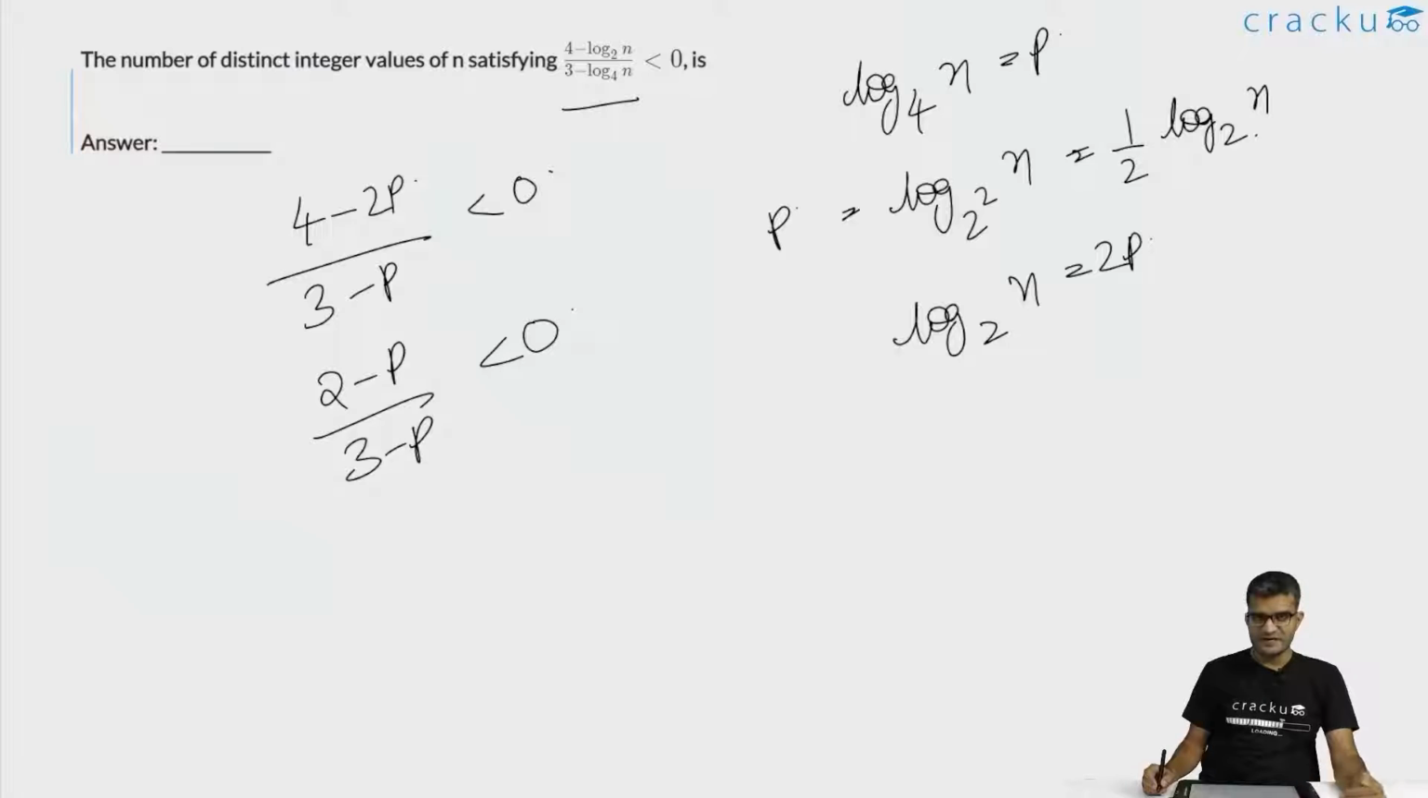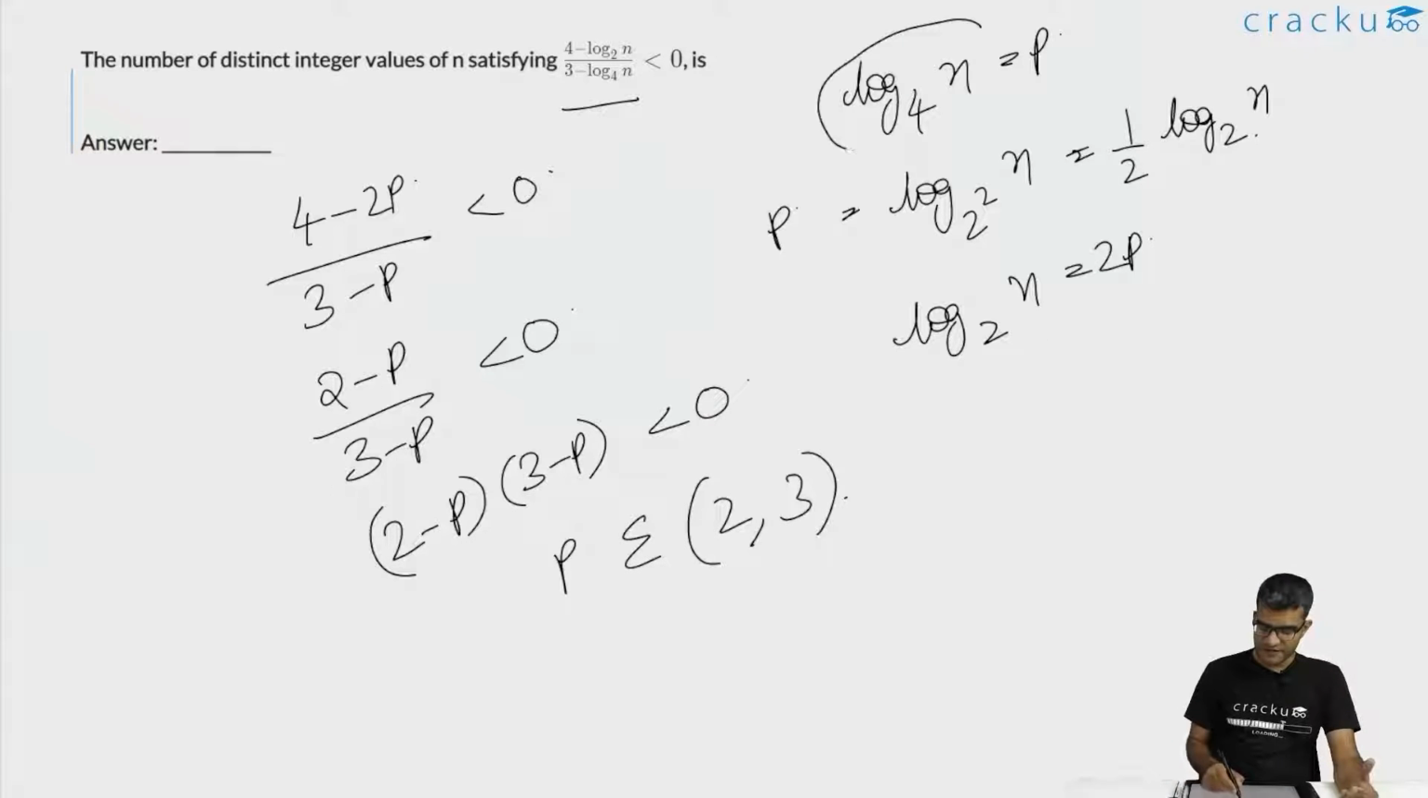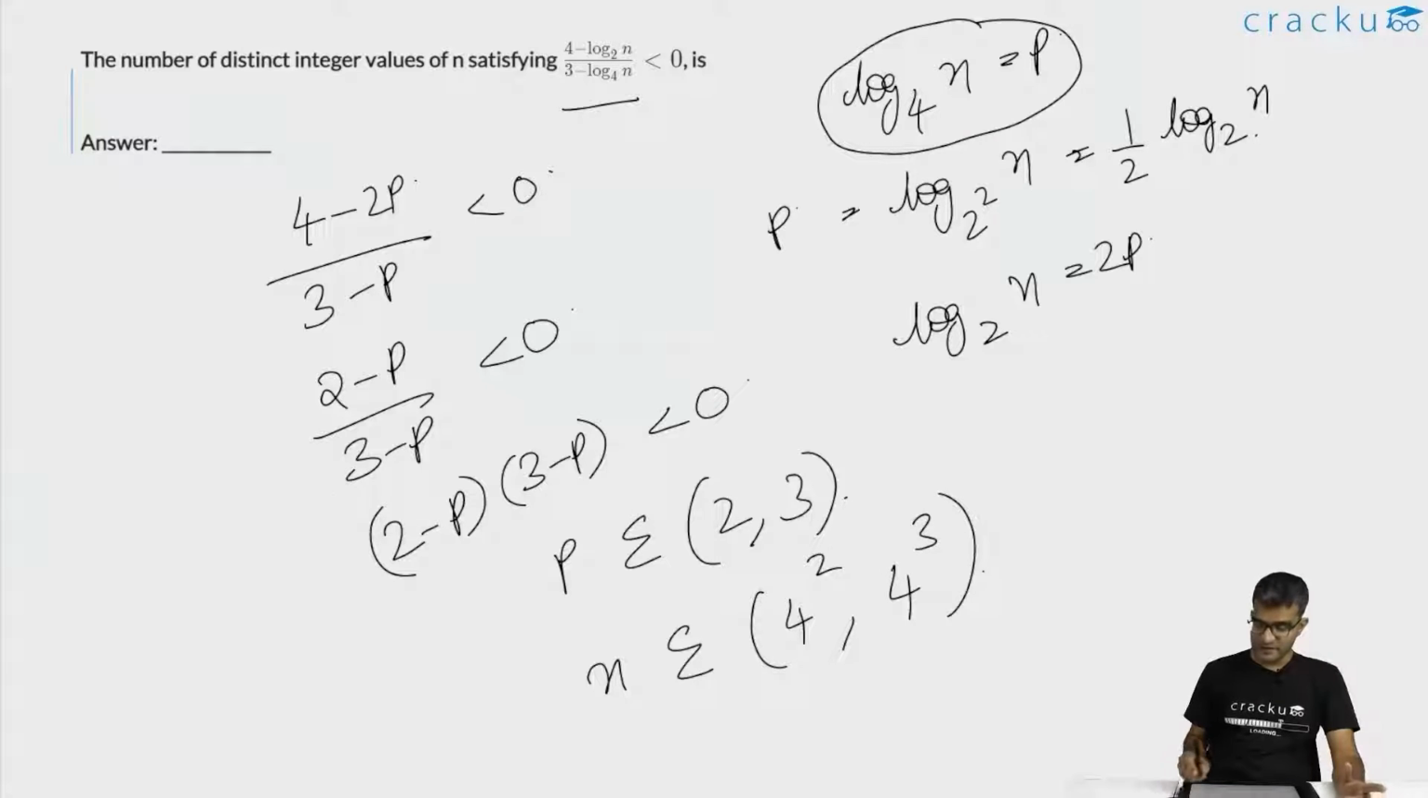We can multiply both sides with (3 minus p) whole square just to remove the denominator, and we will be left with (2 minus p) into (3 minus p) is less than 0, or the value of p belongs to 2 and 3. But what is p? p is log of n to the base 4. So the value of n will belong to 4 to the power 2 and 4 to the power 3. 4 to the power 2 is 16, 4 to the power 3 is 64.